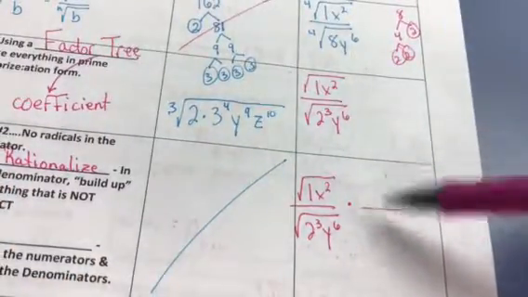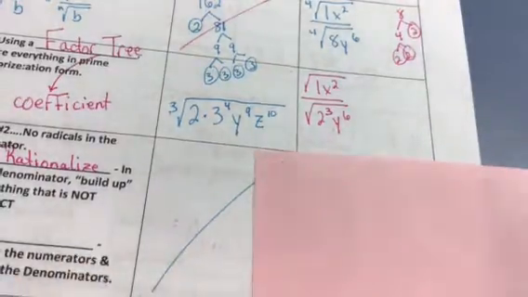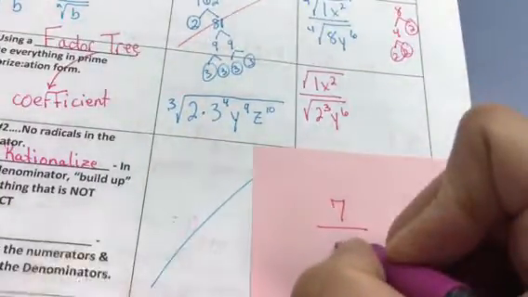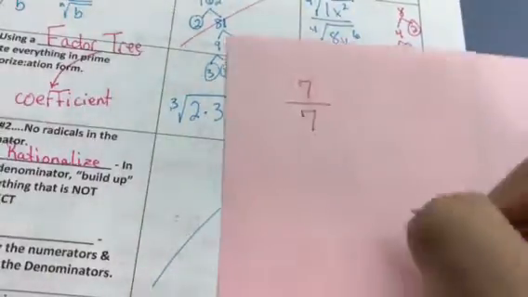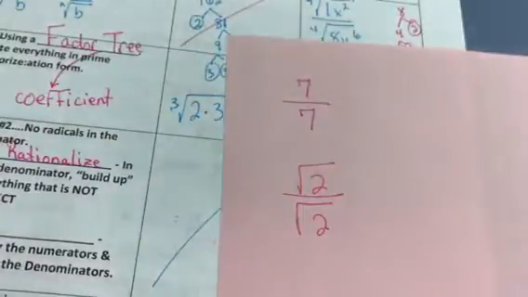So I need to make sure that this fraction is worth 1, because 1 times anything is itself. So for instance, if I have 7 on the numerator, then the denominator that would make this fraction be worth 1 is 1. Or if I have the square root of 2 on the bottom, then on the top I would need a square root of 2.